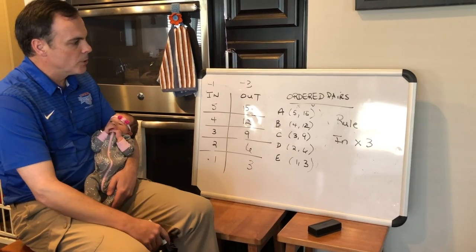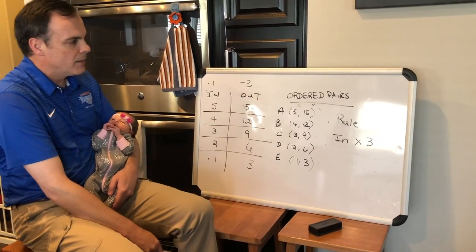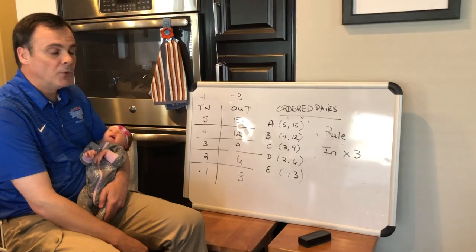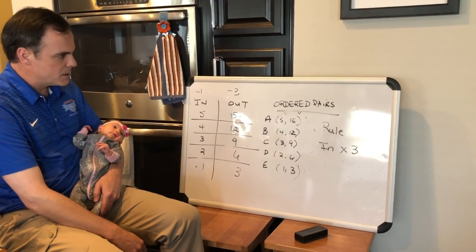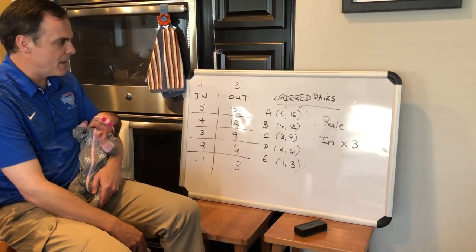I've listed the ordered pairs over here that you were used to graph, and the rule for that particular one was to multiply the in by 3.